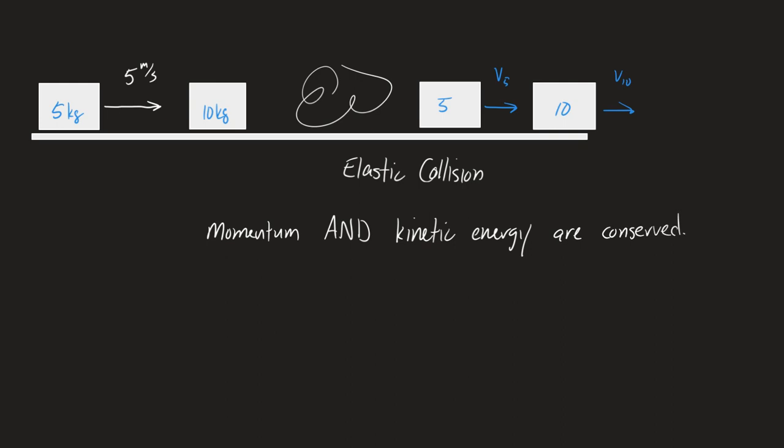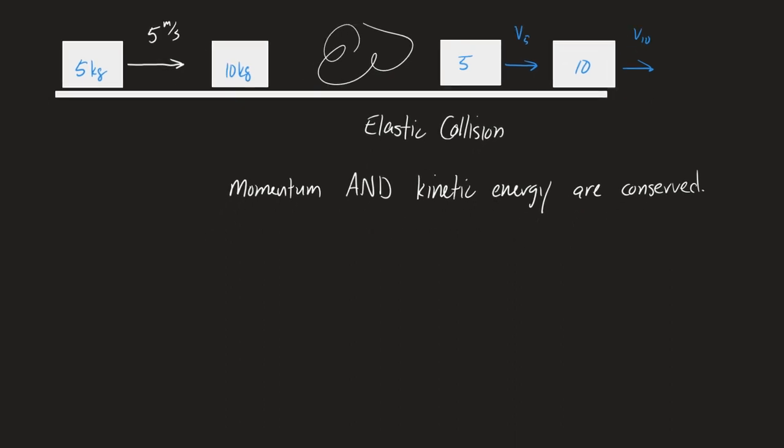Because of that, there's enough information to find the 2 velocities, because it generates 2 equations. Now, we're not going to complete this problem, and here's why it's never on the exam. Let me show you what it looks like.